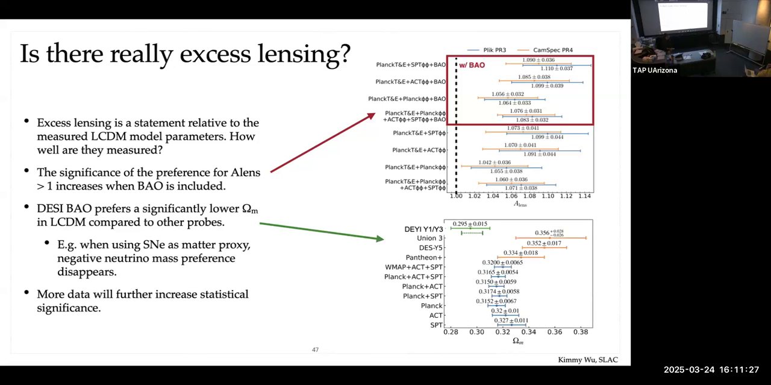One thing to point out is DESI BAO, both Y1 and Y3. Here in the green is the Y1 error bar. For the Y3 DESI, the central value is similar, shifted a little bit. The error bars are about a factor of 2 tighter. I just hand drew it in this plot to show that. It actually prefers significantly lower omega matter compared to what CMB measurements in the blue show and supernovae measurements in the orange show. In particular, if you combine CMB with supernovae measurements as an omega matter anchor, the negative neutrino mass preference disappears.